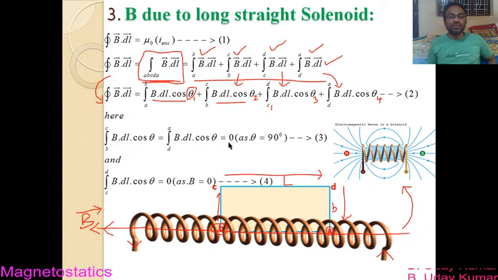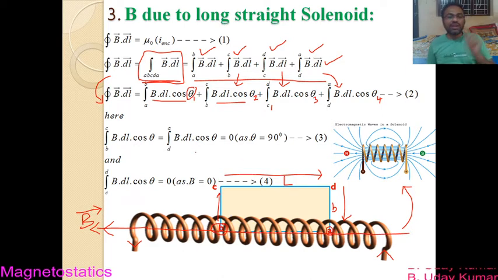So that you have to understand. So anyway, here the integral B to C of B dl cos theta and the integral D to A of B dl cos theta are going to be 0, because theta is equal to 90 degrees. Okay, I hope you get this one. Anyway, for that explanation, let us take this one.